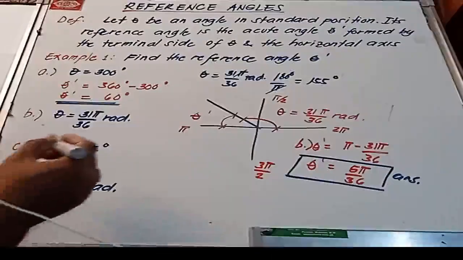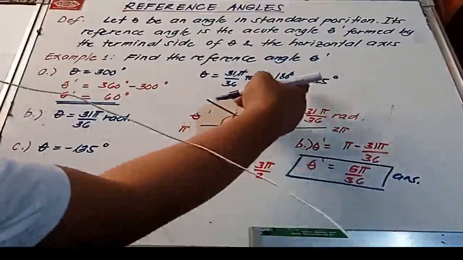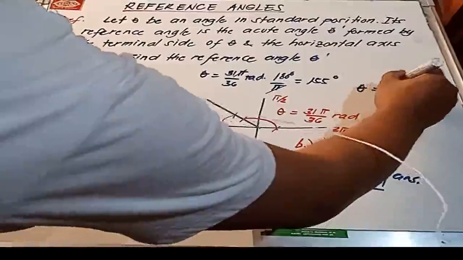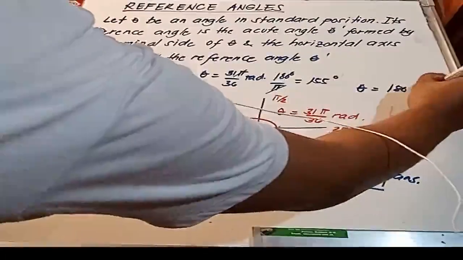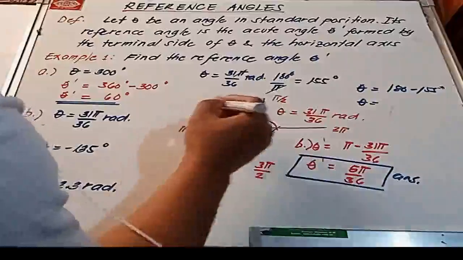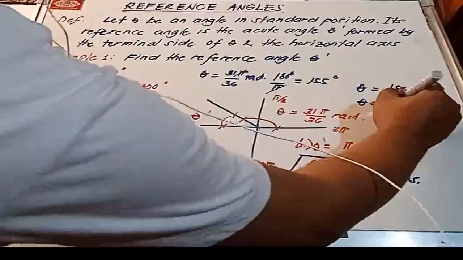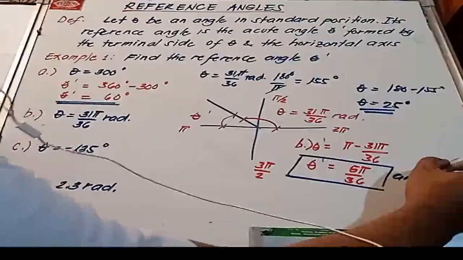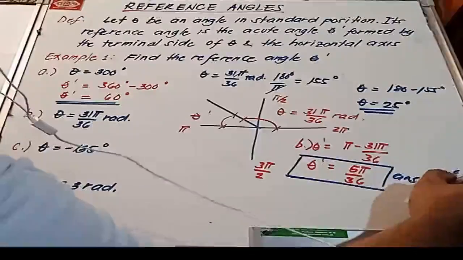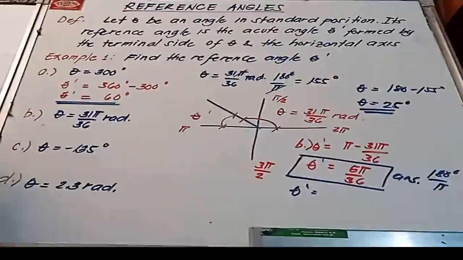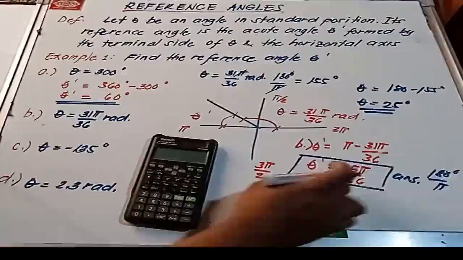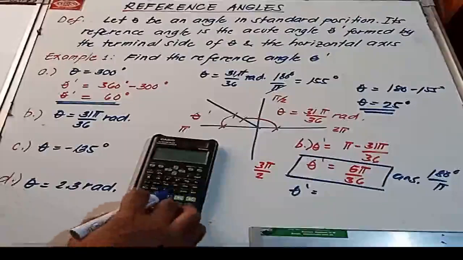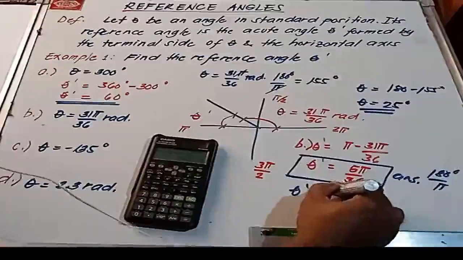But in degree, that is equivalent to 180 minus 155 degrees, or that is equivalent to 25 degrees. Okay? Check na natin to kung 25 degrees to. So, multiply lang natin ng 180 degrees and divided by pi. So, using your scientific calculator, that will be 5 times 180 divided by 36. 5 times 180 divided by 36 is 25 degrees. So, tama ang sagot natin.